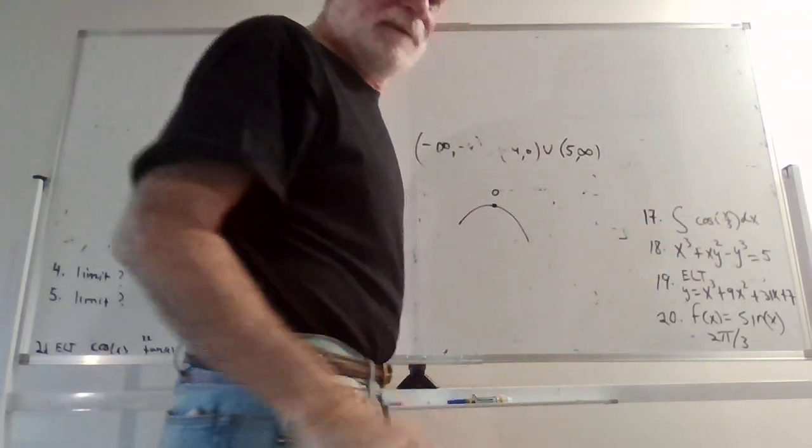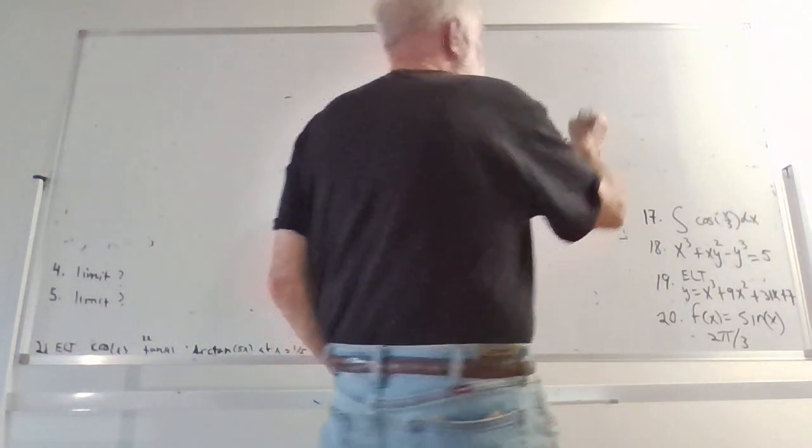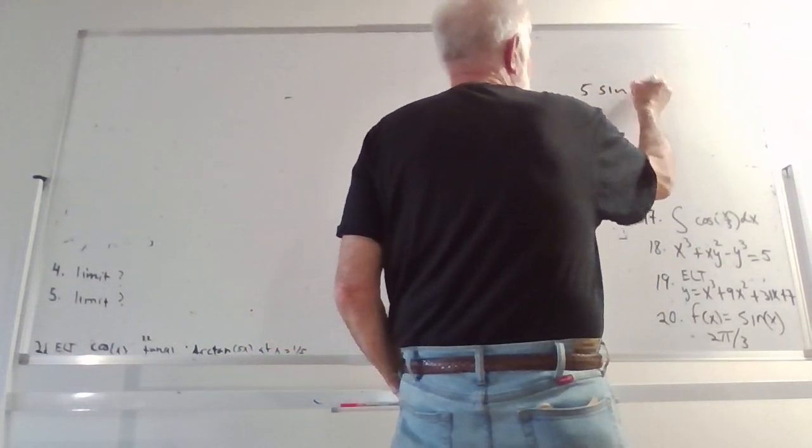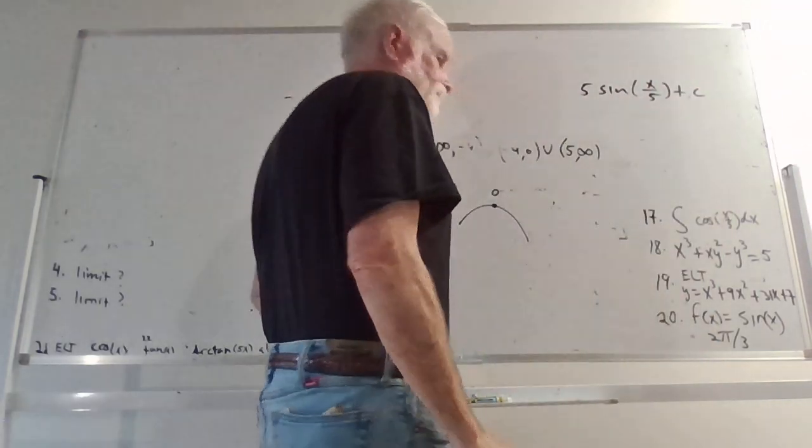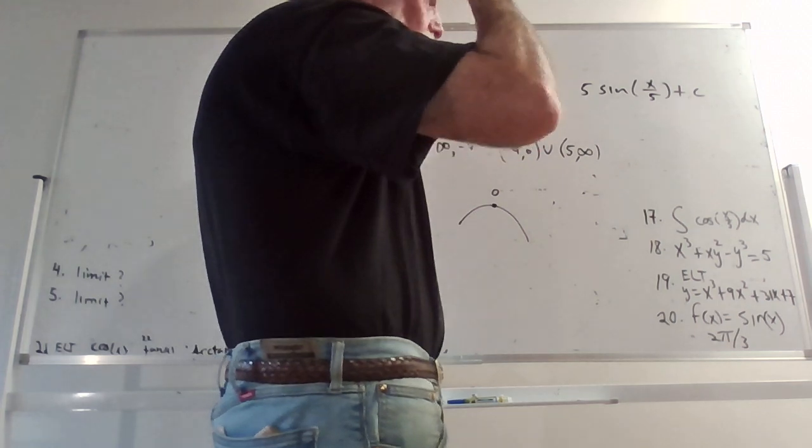Cosine of x over 5. At this stage, I hope you know that it's 5 times the sine of x over 5 plus c. Hope you don't even have to do it. Don't have to do u substitution, but go ahead.